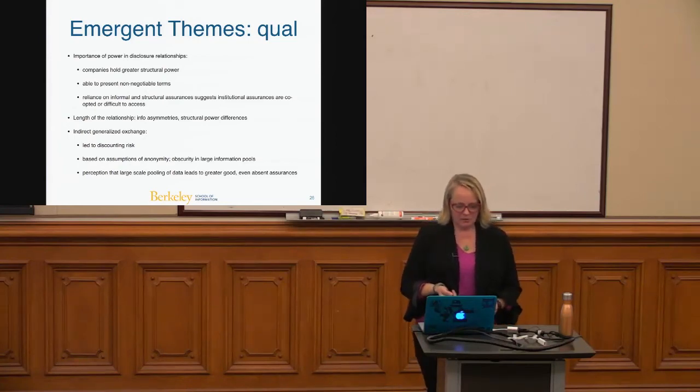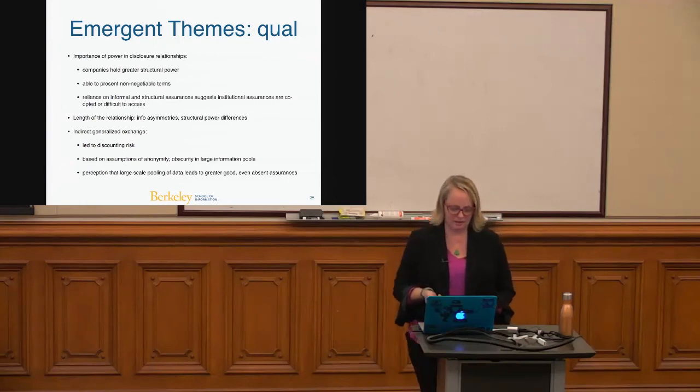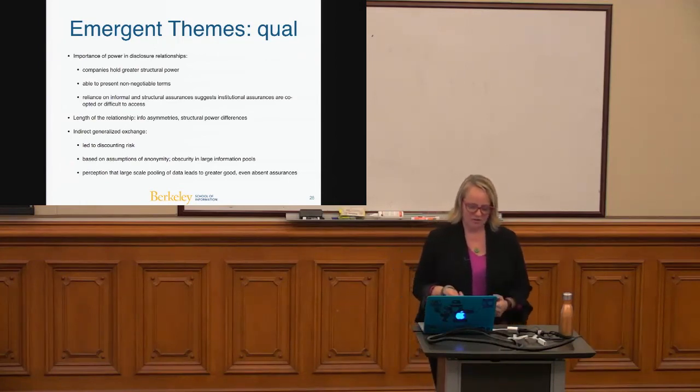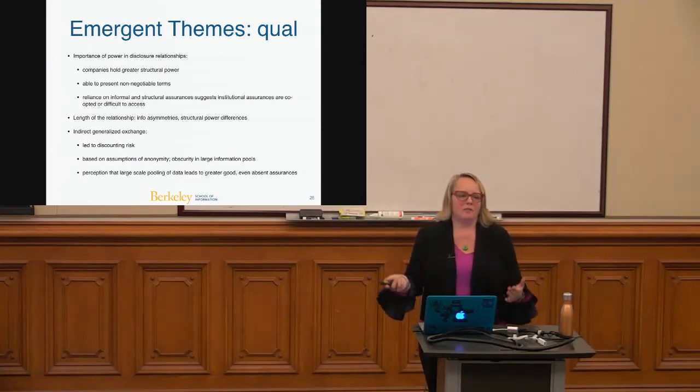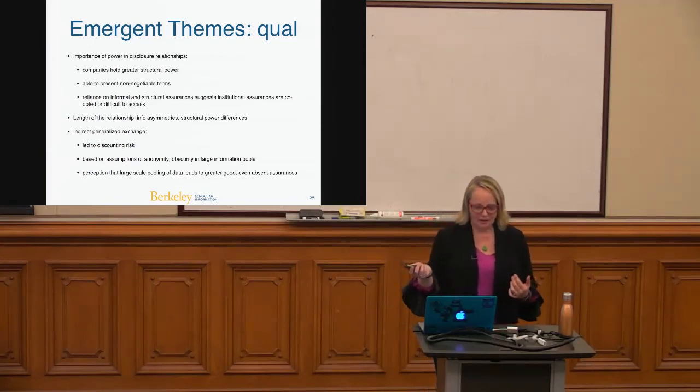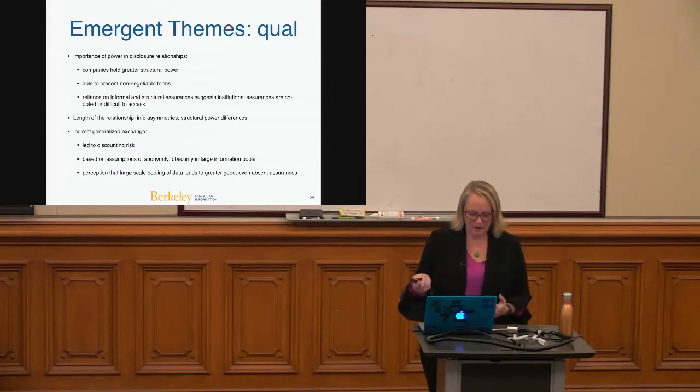Also, people's reliance on informal and structural assurances, I would argue, really suggests that institutional assurances are viewed as either co-opted, meaning that I don't really have faith they're really going to do anything. I think the companies have the power and control over the political system, or that they're difficult to access. And I'm going to bring that one up, back to that one in a second.